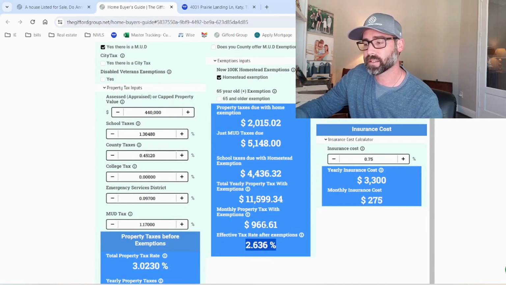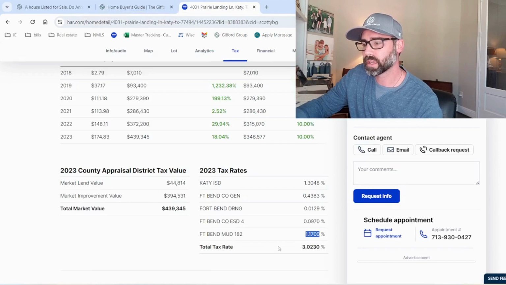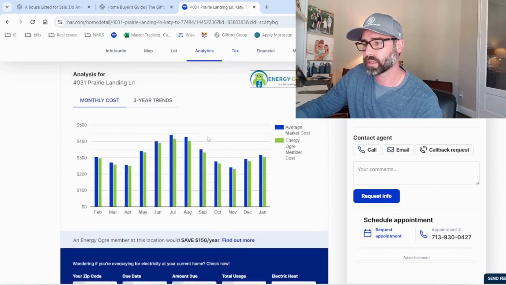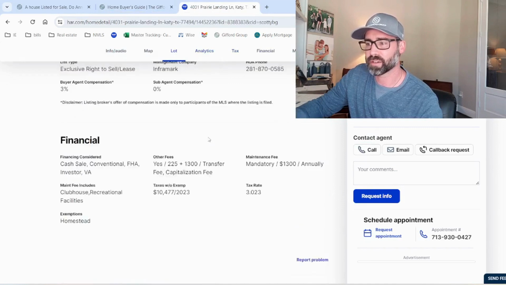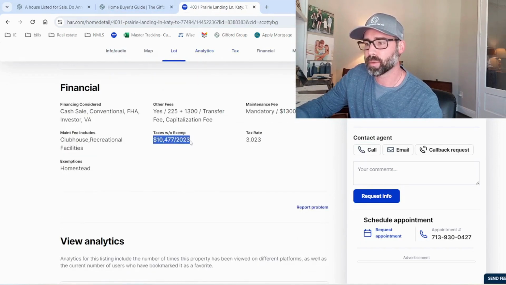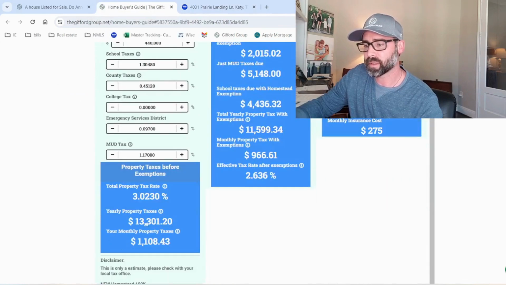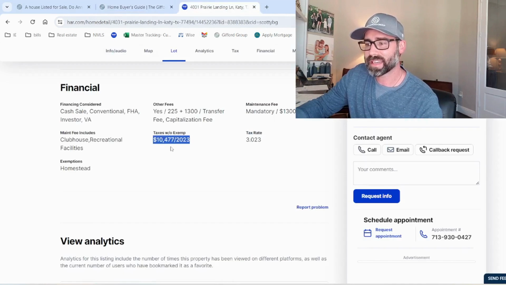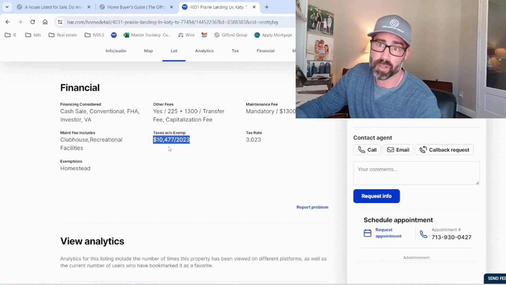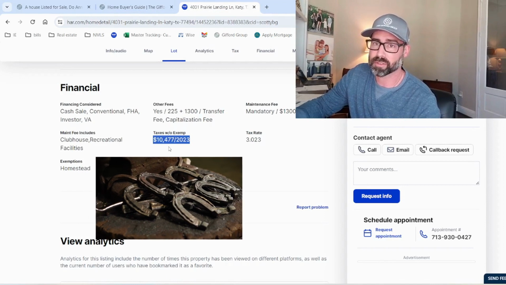So this is actually how much you would be paying for taxes if you bought this home for $440,000. It would be the $11,599, which is not a bad guesstimate from HAR, because they don't know if you're going to have homestead exemptions or not anyways. But we can see that if we looked at it without actual homestead exemptions, it'd actually be $13,301, and then $11,600 with exemptions. So it's kind of in the middle. It's in the ballpark.